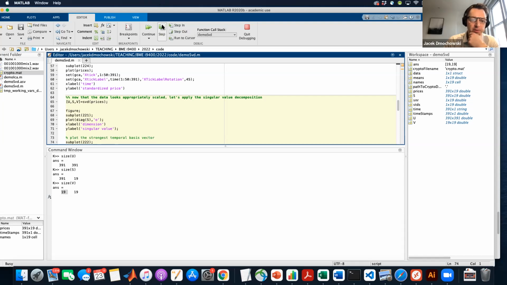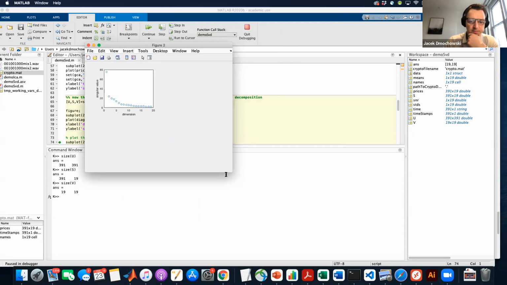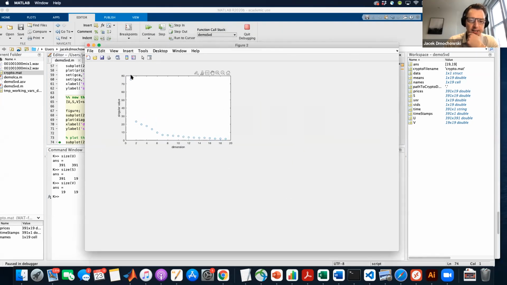So what I'm going to do here is plot the singular values and show you what they look like. I have 19 of them because the rank of my matrix, the number of linearly independent rows, is 19. They're ordered from highest to lowest. This is the first singular value. You can think of it as your principal eigenvalue. It's the strength of the most dominant mode of your data.